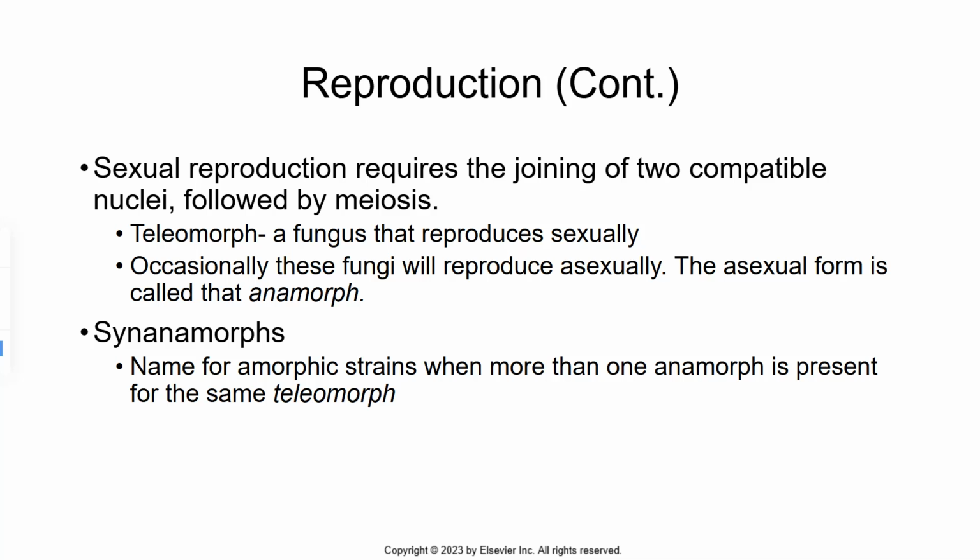Sexual reproduction requires the joining of two compatible nuclei followed by meiosis. A teleomorph is a fungus that reproduces sexually. Occasionally, these fungi will reproduce asexually as well. The asexual form is called an anamorph. Synanamorphs are names for anamorphic strains when more than one anamorph is present for the same teleomorph.